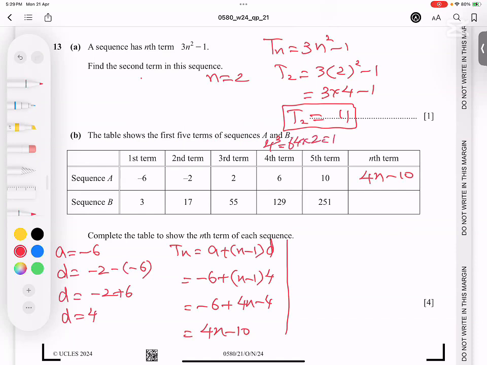Into 2, I got 128. And plus 1, I get my answer. So I think you're getting the pattern. So this is a way to get a pattern. So the answer is 2n to the power 3 plus 1.